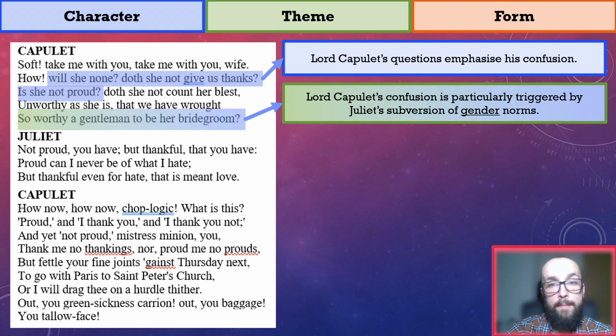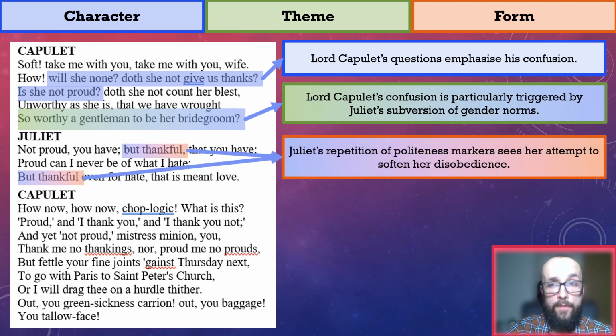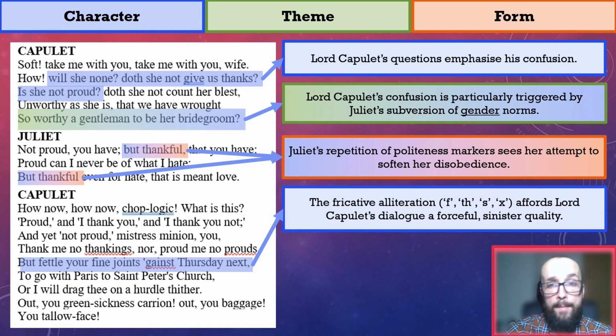Now, in Juliet's dialogue, she repeats that she is thankful. By repeating this politeness marker, she attempts to soften her disobedience, suggesting that although she has not accepted her father's choice of husband, Juliet still respects her dad. In Lord Capulet's subsequent dialogue, fricative alliteration, which is a repetition of sounds including the F, TH, S and X sounds, affords it a forceful, sinister quality.